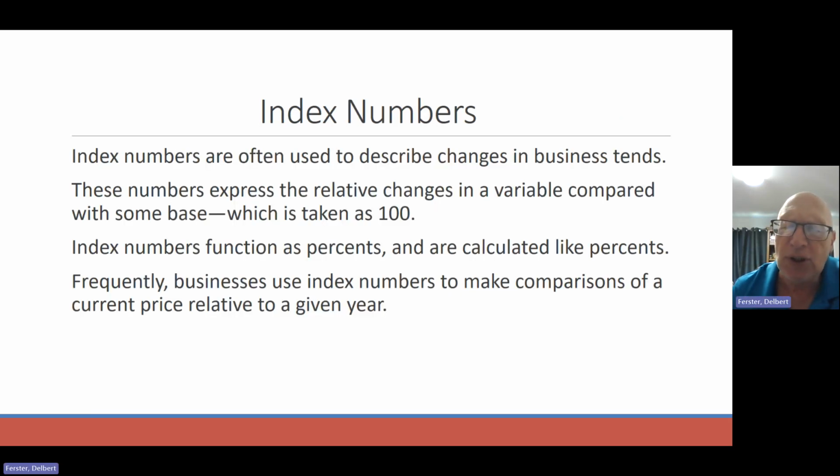Index numbers are ways for us to track changes. You've heard of the consumer price index. That's probably the one that's most practical for us. It's relative to 100. So as we see changes relative to 100, we simply report the changes. So when the CPI is 105, it went up 5%.